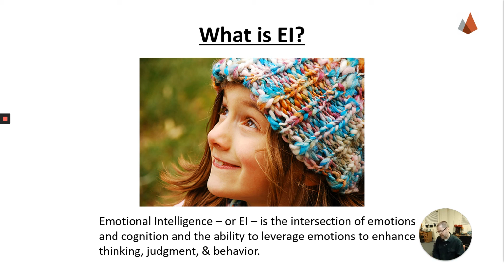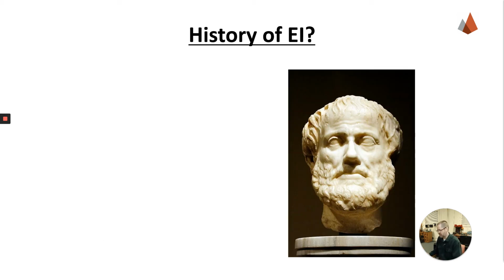Well, a simpler definition than this somewhat technical definition would be: emotional intelligence is when emotions and how you think work together to use the emotions to enhance thinking, judgment, and behavior. So rather than the word ability to leverage, we're just saying to use. What's the dynamic sense of all of this? How does it all function? How does it all work?